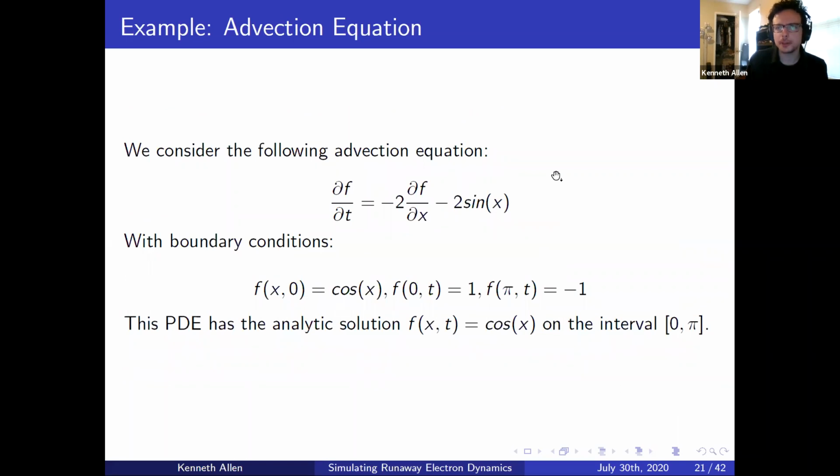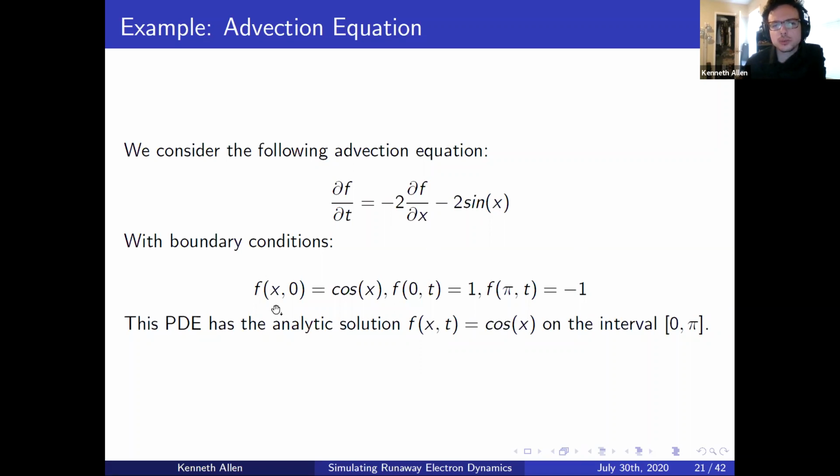So here's an example of putting together this spatial discretization and this time discretization. Let's consider this simple advection equation: df/dt equals -2 df/dx minus 2 sine of x. This is an example of a partial differential equation.